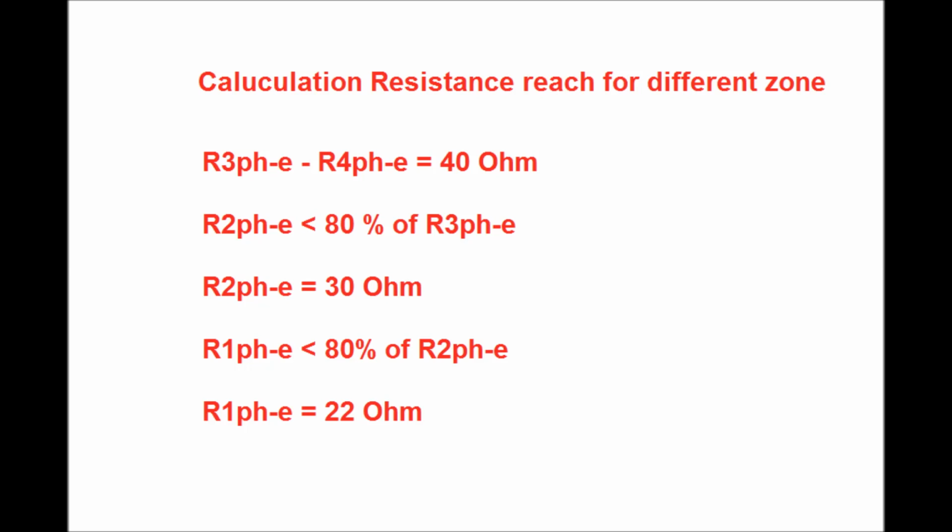Now R2 phase to earth, that is the value for zone 2, the resistance phase to earth value should be less than 80% of earthy phase to earth. So we take R2 phase to earth as 30 ohm, and again R1 phase to earth should be less than 80% of R2 phase to earth. Therefore we take the R1 phase to earth value as 22 ohm.